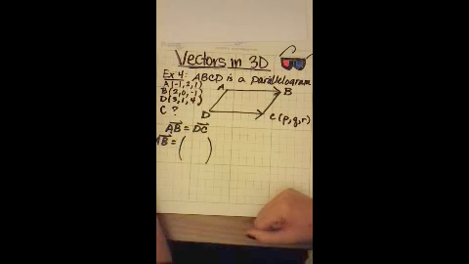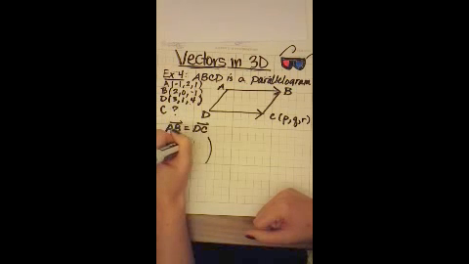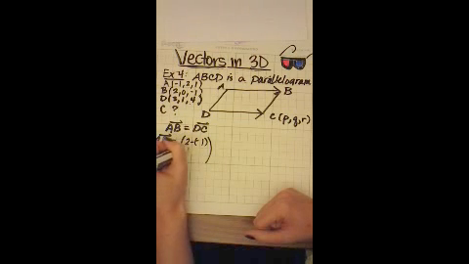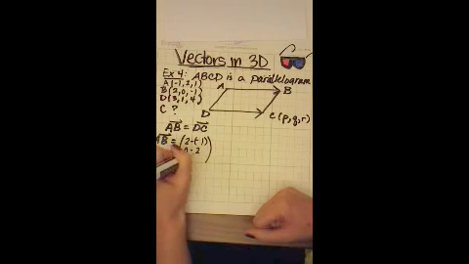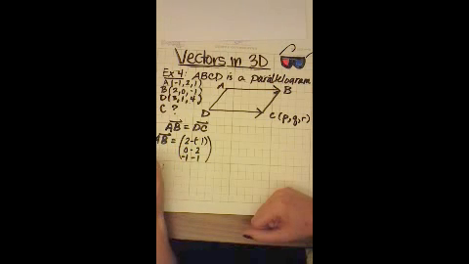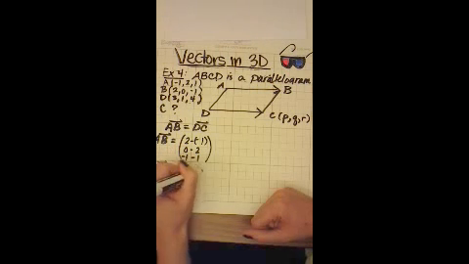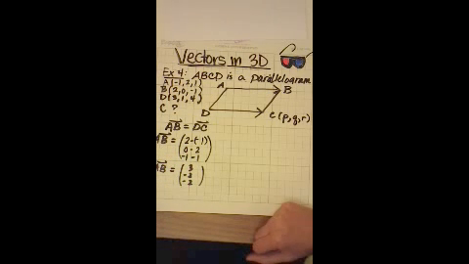is going to be equal to the x coordinate of B minus x coordinate of A, 2 minus -1, and so on for the y's, 0 minus 2, and for the z's, -1 minus 1. So vector AB in component form is going to be 3, -2, -2.